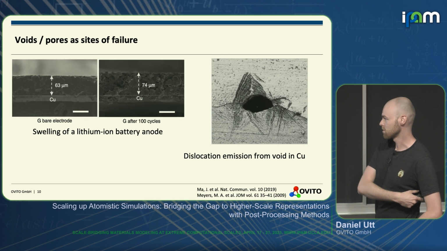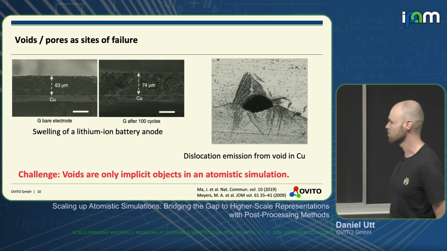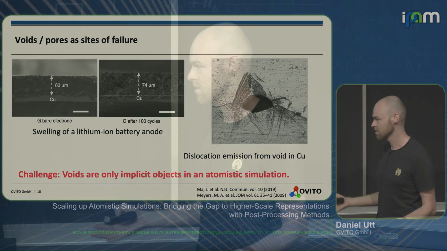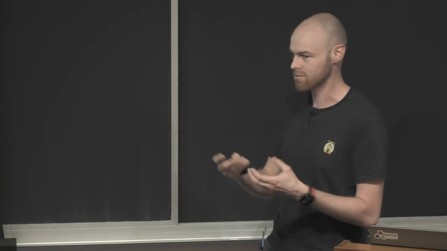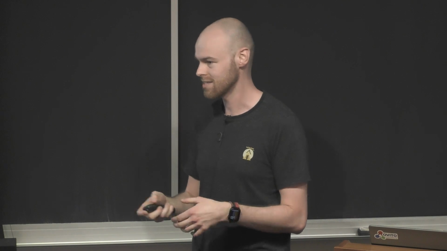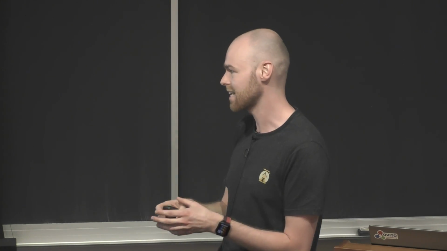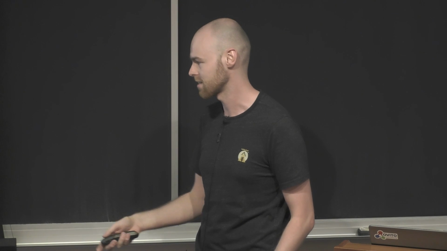However, they come with a problem because in normal atomistic simulation, we simulate the atoms. However, voids are basically the absence of atoms. So you kind of have to find something inside your simulation that is not simulated directly, but is only implicitly encoded in the atoms that you have.